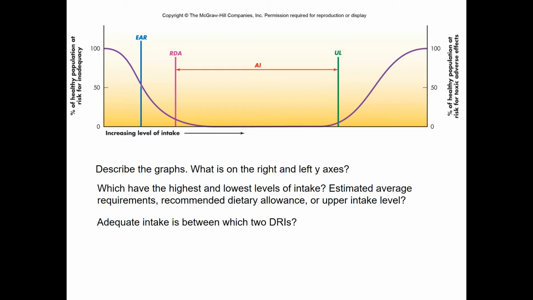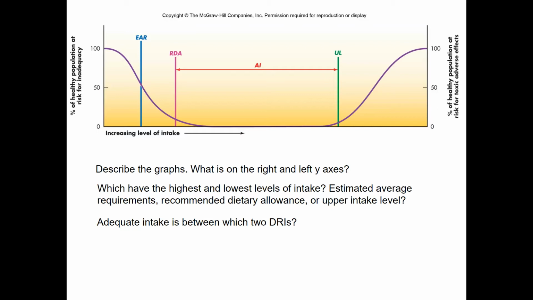So the first question was to describe the axes. On the left axis, we have the percent of healthy population at risk of inadequacy, and on the right, we have the percent of population at risk for toxic overdose effects. These are opposite ends of a spectrum. The top is 100% and the bottom is 0%.